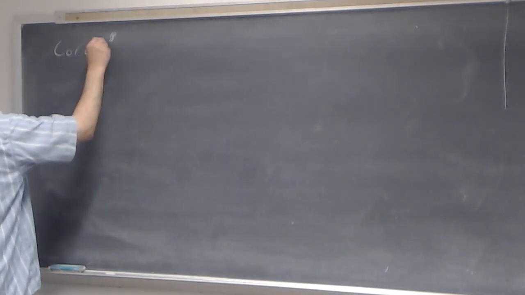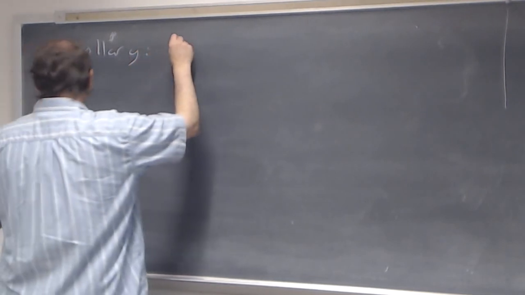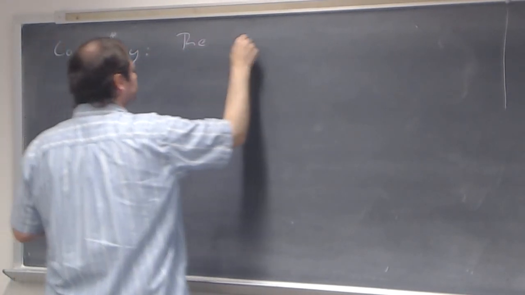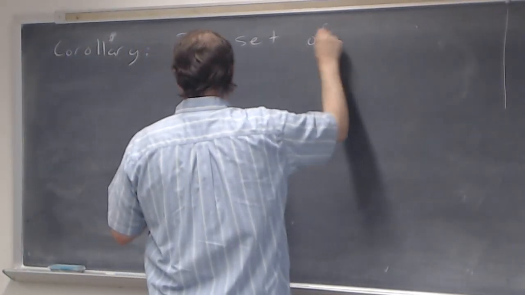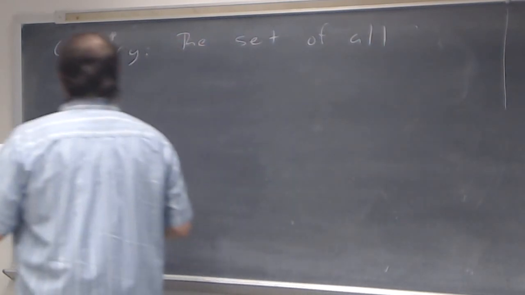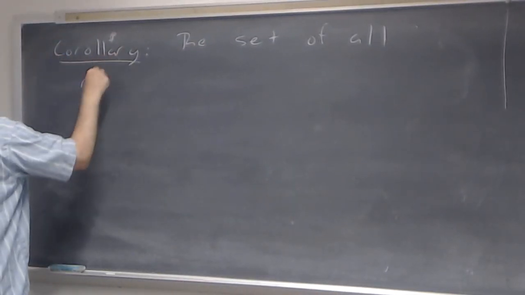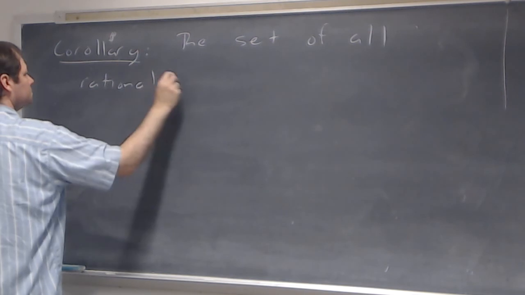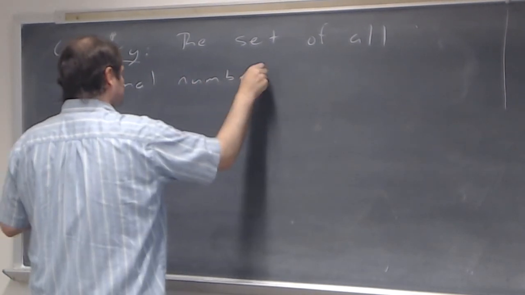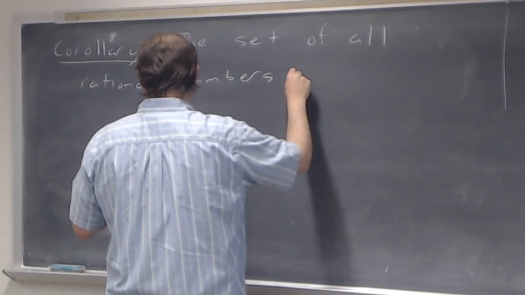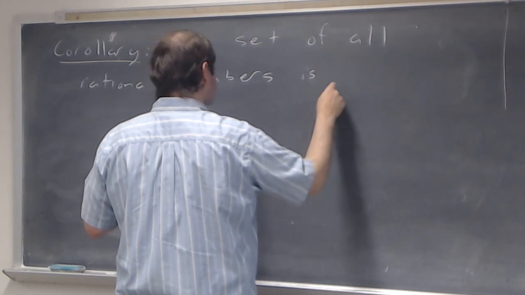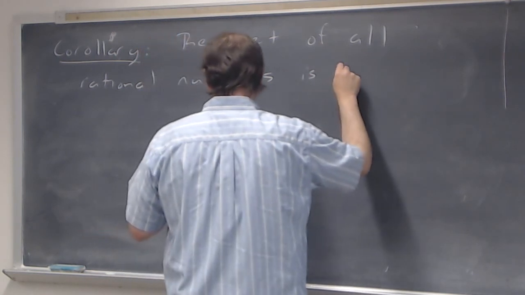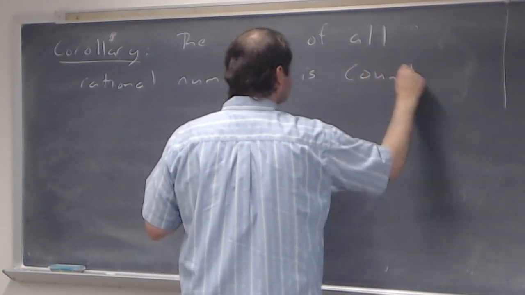And that corollary is that the set of all rational numbers is countable.